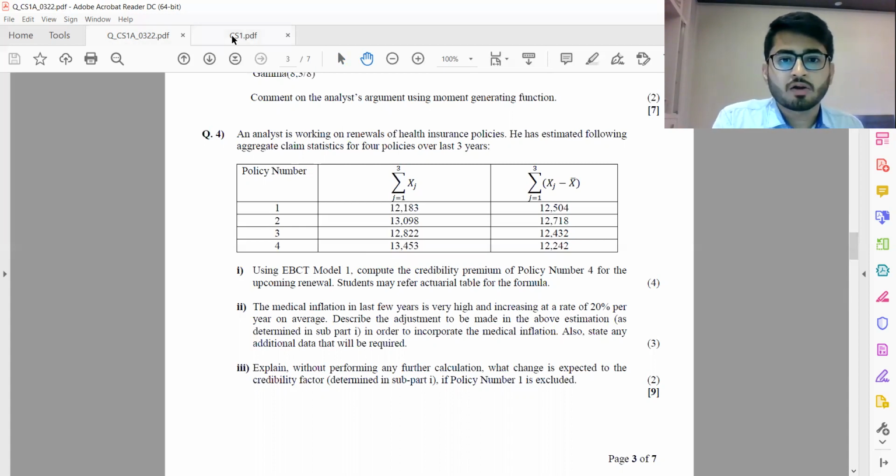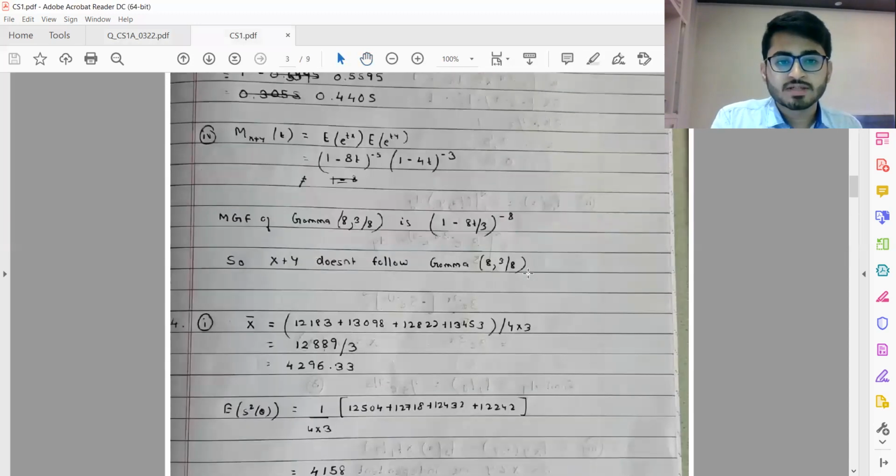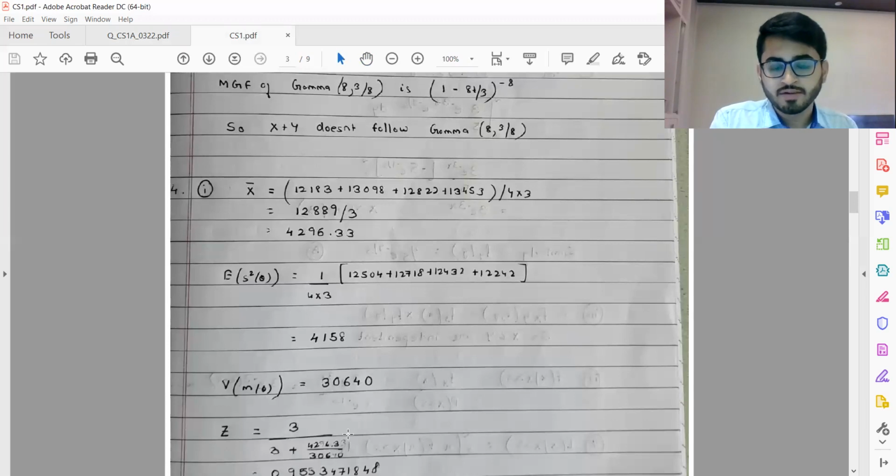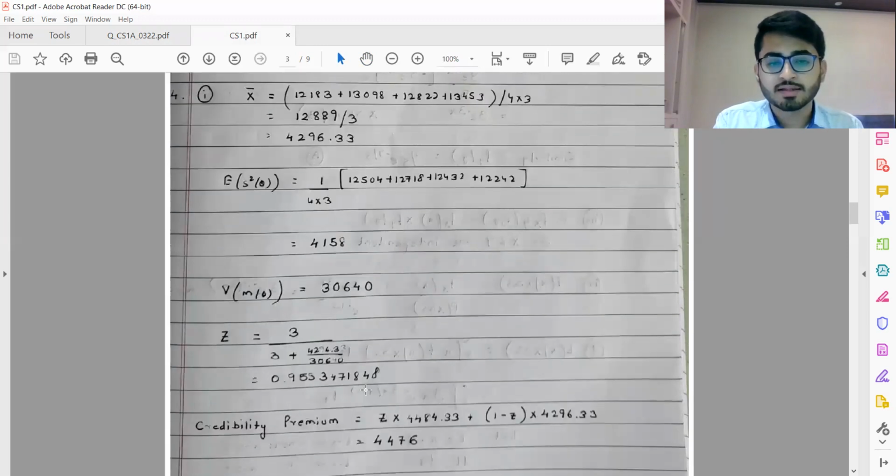As for part 1 calculation, first I find the overall sample mean. I have the summations part, I add all of them up, I divide by 12, and I get this to be 4296.33. Then I find the expectation of S squared theta, which rounded off to the nearest integer, I'm getting to be 41158. Then I have the variance of m theta, again the formula which is directly there in the actual tables. Feel free to use that. I mean, you should be using that. To the nearest integer, I'm getting this to be 30,640, and then I find the value of Z, which comes out to be 0.95534, and so on.